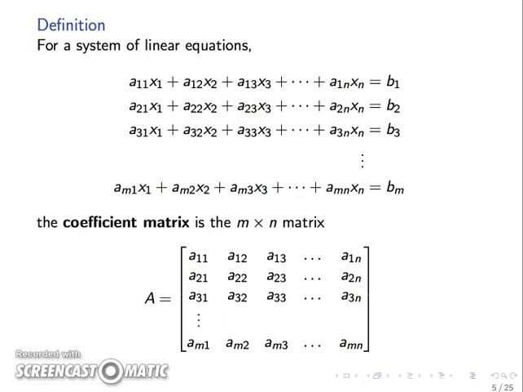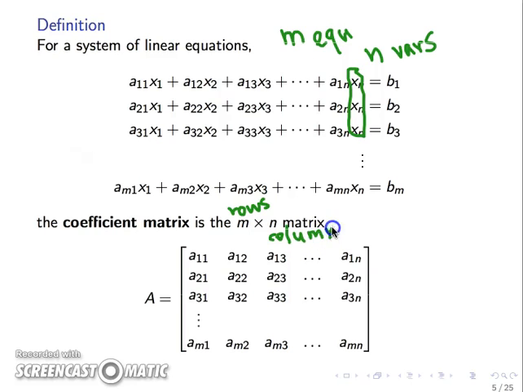So going into the general notation, this denotes a general system that contains m equations and n variables. The matrix representing the coefficients, where each coefficient multiplies a variable, has m rows, as many rows as equations, and it also has n columns. The number of columns of this matrix matches the number of variables in the linear system.